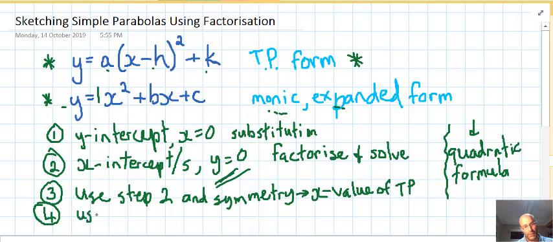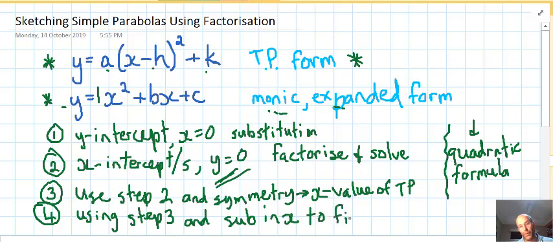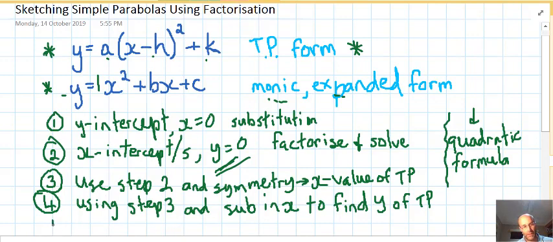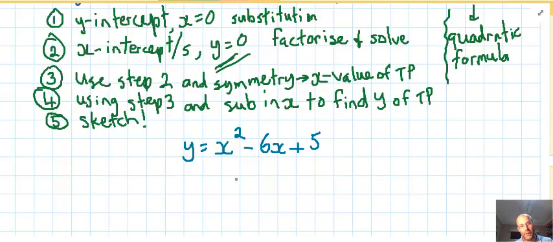So use step 3 and substitute in x to find y, because it is a turning point, so it needs an x and a y to make the coordinate. Now once we've done that, we're ready to sketch. So I guess there is a 5th step: use all those bits of information from above and sketch. Let's say we had to sketch this monic quadratic here in expanded form. So let's follow those 5 steps and go ahead and do that.